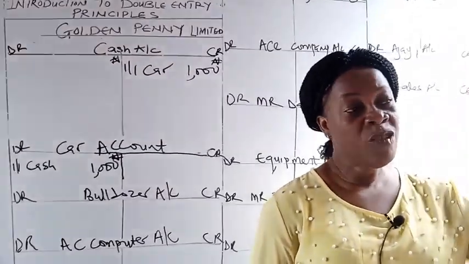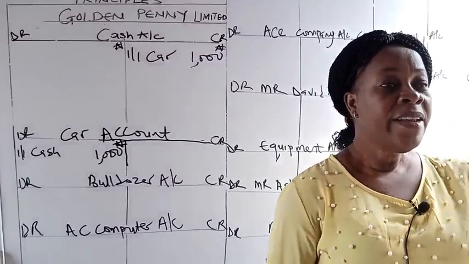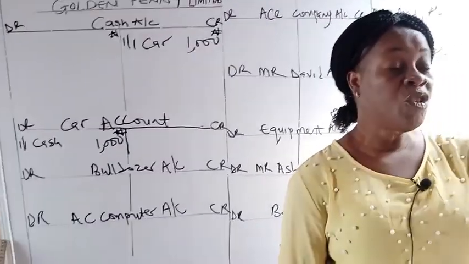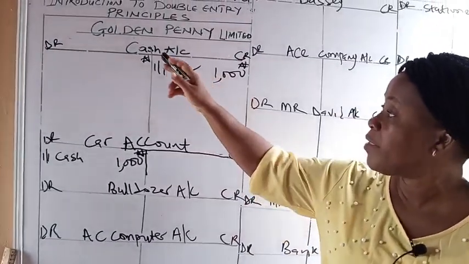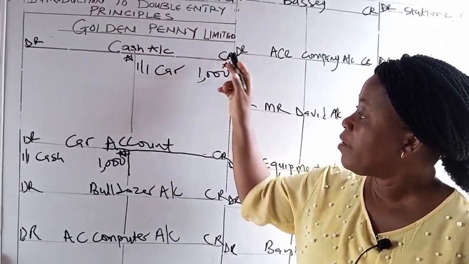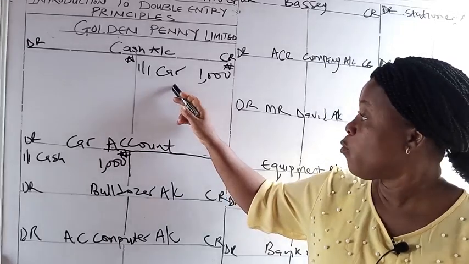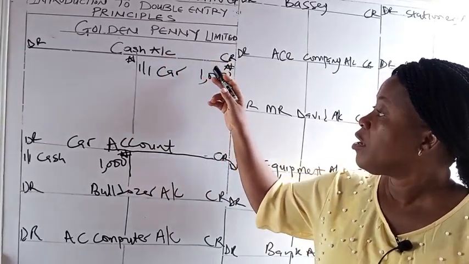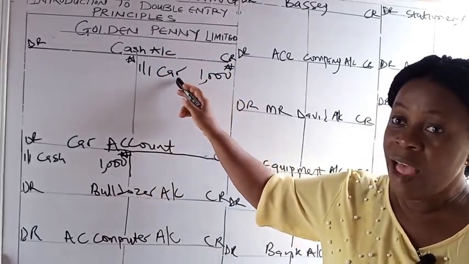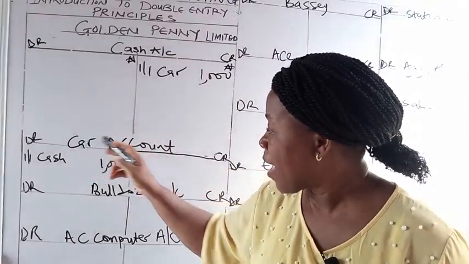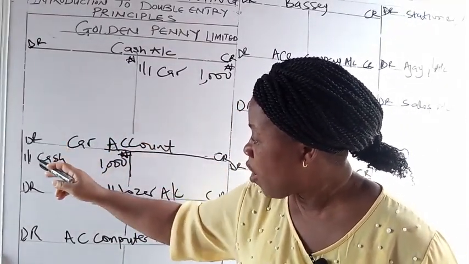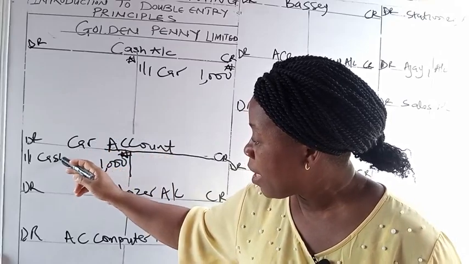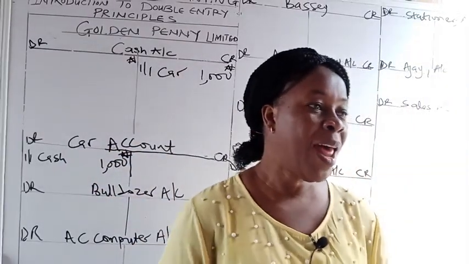cash. This transaction involves two assets. The asset as per car is increasing, while the asset as per cash is reducing. And as a result of that, cash account will be credited. And in the particulars column, we write car, indicating that there was a decrease in cash as a result of the car that was bought. Then car account will be debited because there was an increase in car as a result of the 1,000 naira cash paid to the supplier.